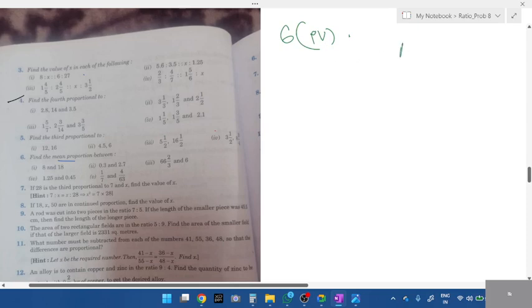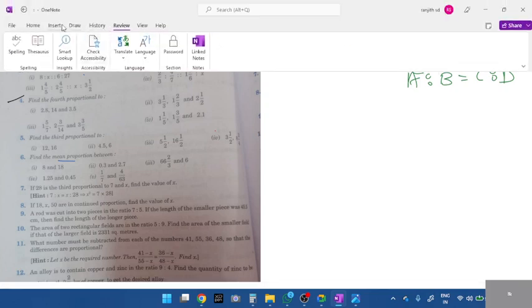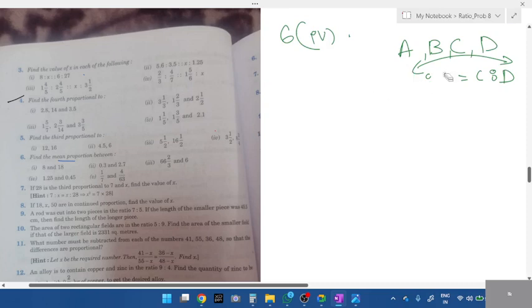Okay, Amilda, usually in proportion, how many terms should be there? You should have 4. Then A is to B is equal to what? C is to D. What's the formula we use? We have only one formula for proportion: product of means is equal to product of extremes.